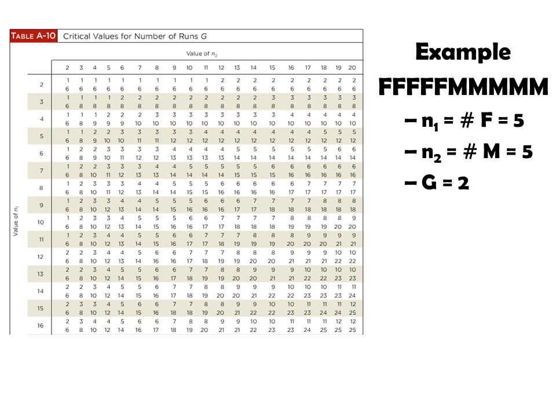Now we didn't have to let n1 be the number of females and n2 be the number of males. We could have let n1 be the number of males, n2 be the number of females. We would have got the same results in the end.